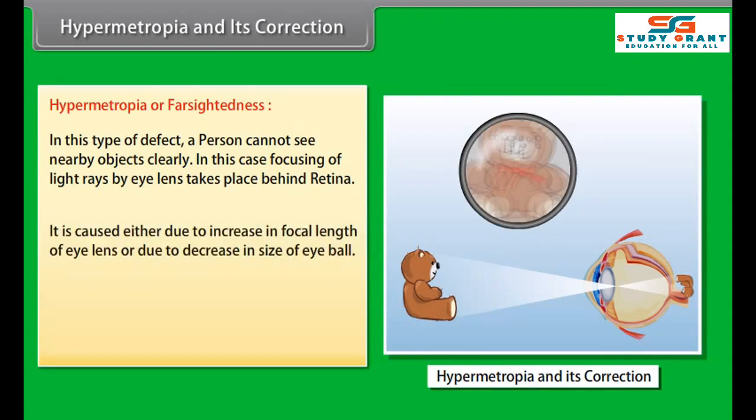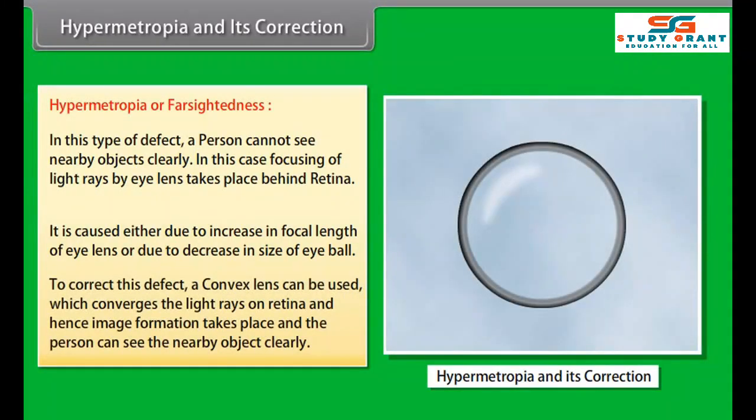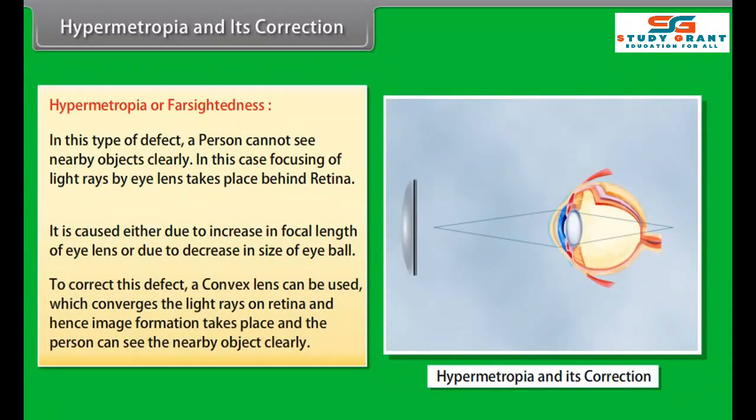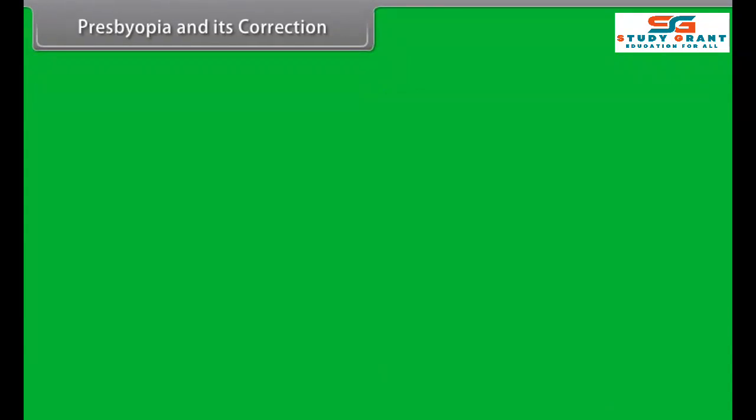It is caused either due to increase in focal length of the eye lens or due to decrease in size of the eyeball. To correct this defect, a convex lens can be used which converges the light rays on the retina and hence image formation takes place and the person can see the nearby object clearly.